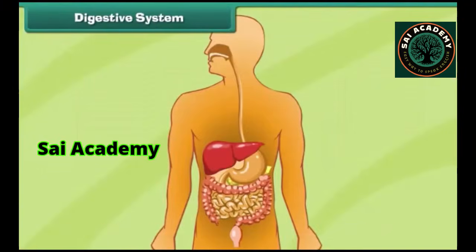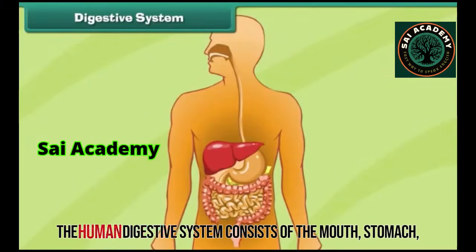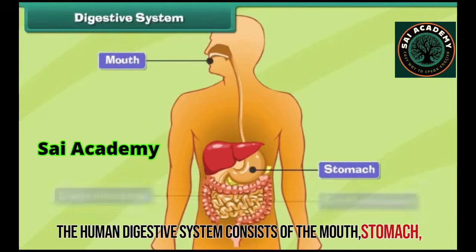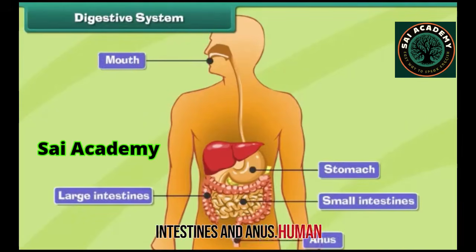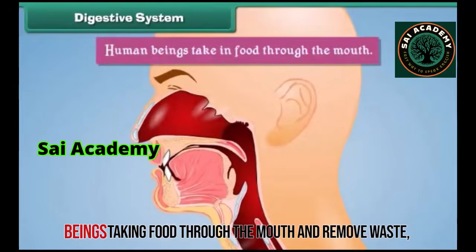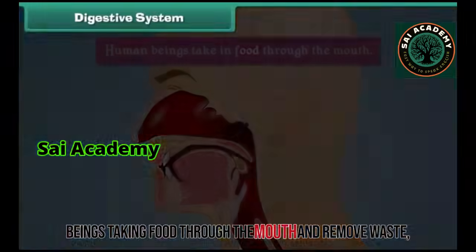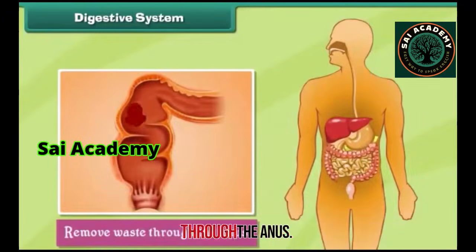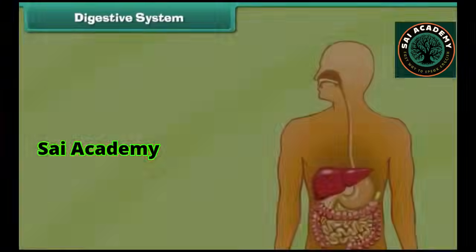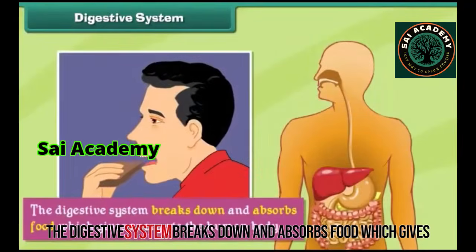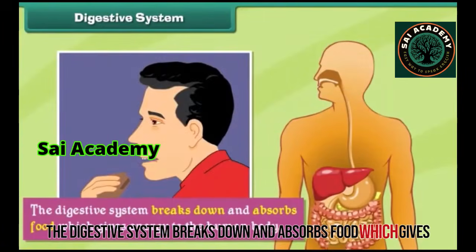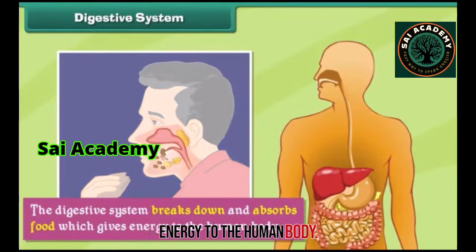Digestive system. The human digestive system consists of the mouth, stomach, intestines and anus. Human beings take in food through the mouth and remove waste through the anus. The digestive system breaks down and absorbs food which gives energy to the human body.